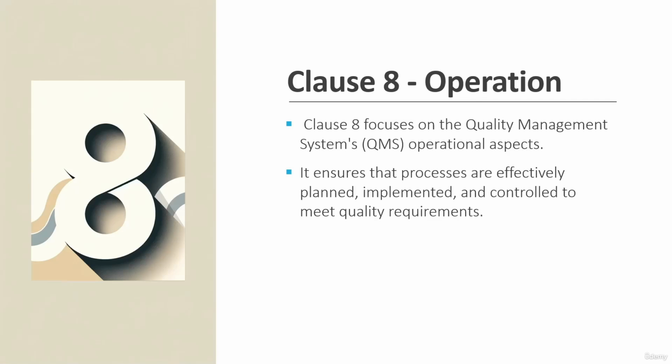Now, this clause is about the operational aspect of the organization. Whatever processes, products or services this company is delivering, this clause is focused on those aspects of planning, implementing and controlling the quality requirements related to that product, service or process. Now, when it comes to clause 8, there are 7 sub clauses of that, 8.1 to 8.7. Let's start with clause number 8.1.